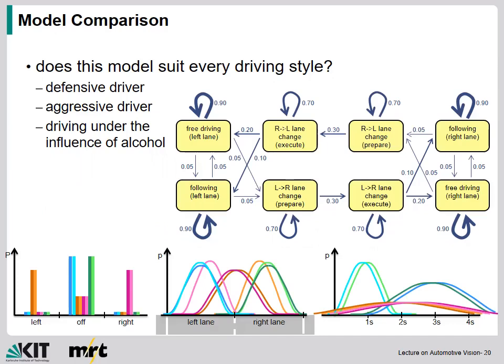Now we know how we can estimate the state of a hidden Markov model, and that this is very useful to detect what the current behavior and intention of a vehicle or a traffic participant is. However, not all drivers drive in the same way. So we might be faced with defensive drivers or aggressive drivers, or we might even be faced with drivers that are driving in a very unpredictable way because they drank too much, for instance.